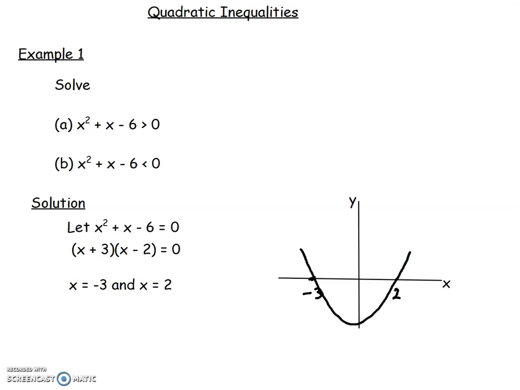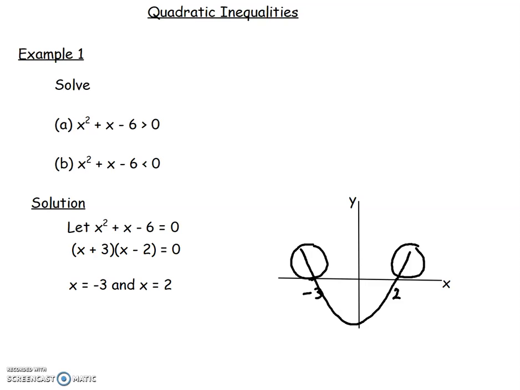Now what we want to work out is what happens when it is greater than 0, i.e. above the x line here. So we're going to circle the areas above the x-axis. I'm going to circle this region here, and I'm going to circle this region here. And those are the two parts where this graph is above 0. Therefore, I have two ranges of values that I could have here.